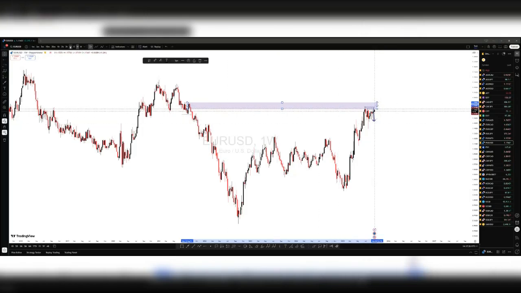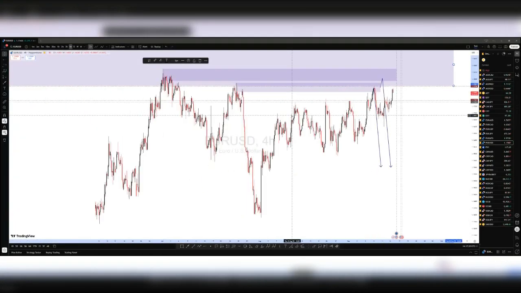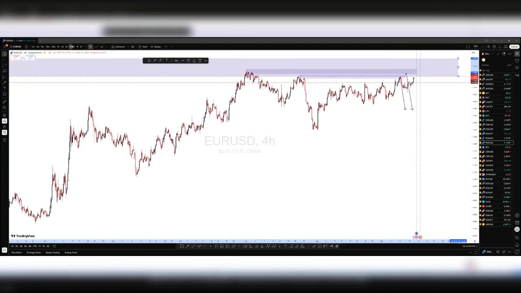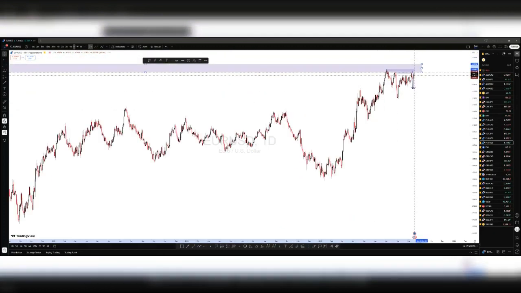Now, if you go to the 4 hours time frame, you would see that this region too, you can see price broke structure from there, and when price returned to that order block, we saw reactions.